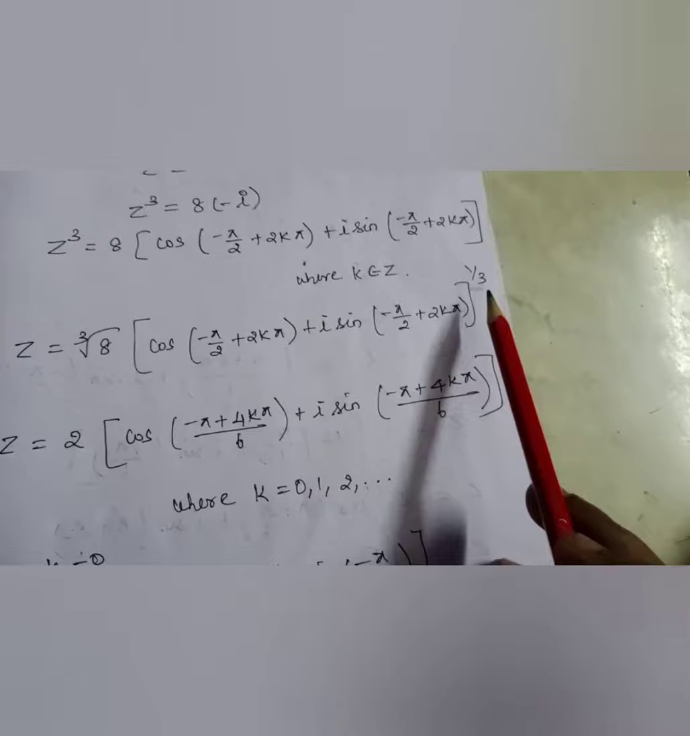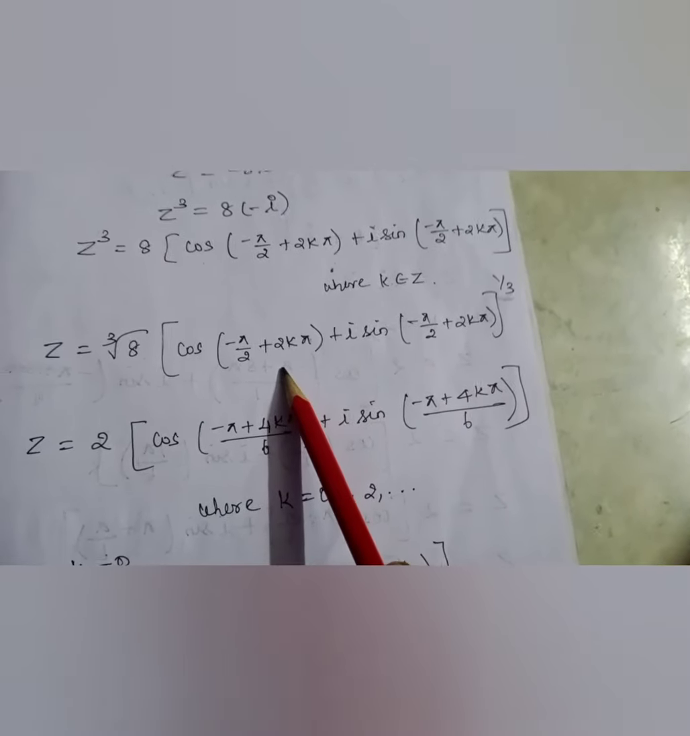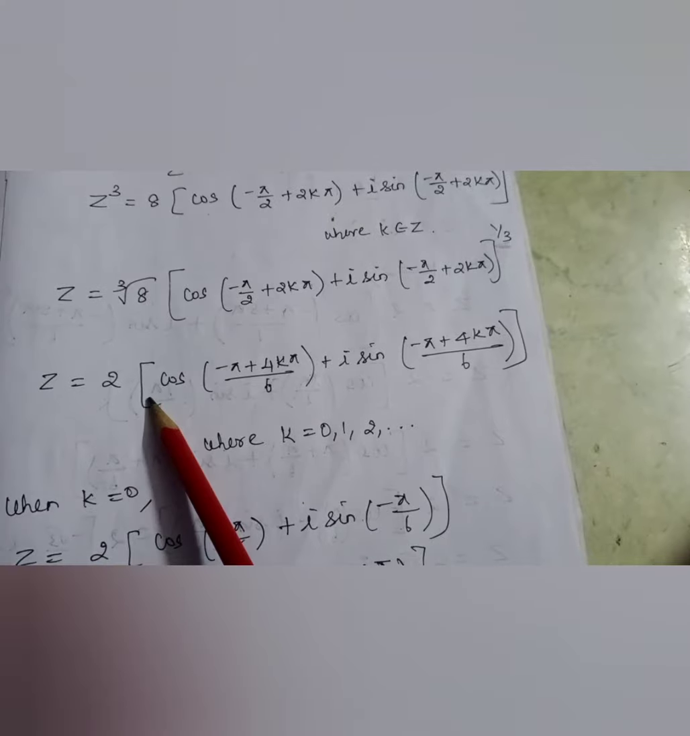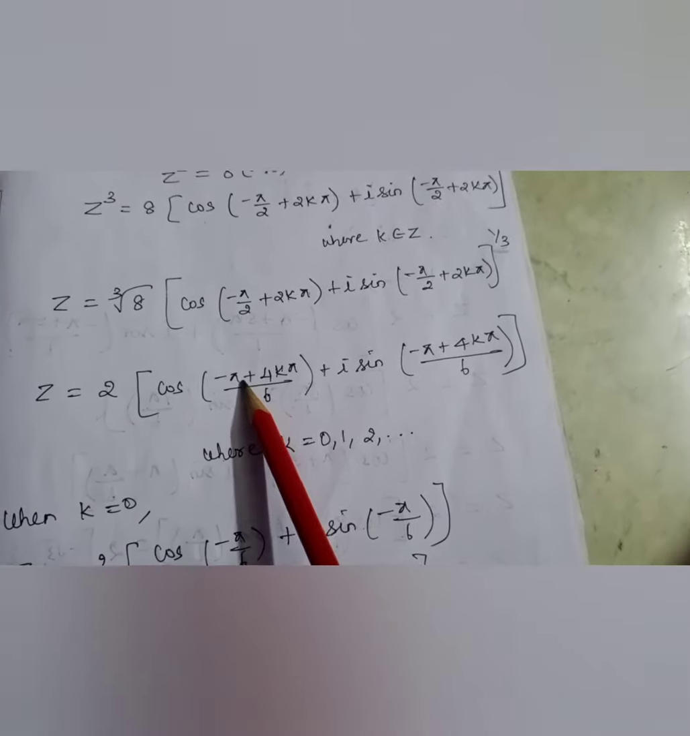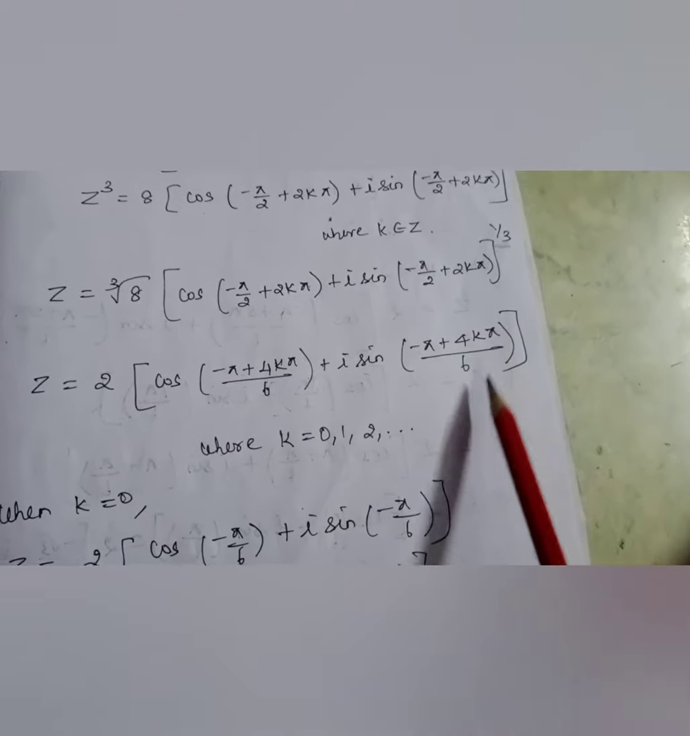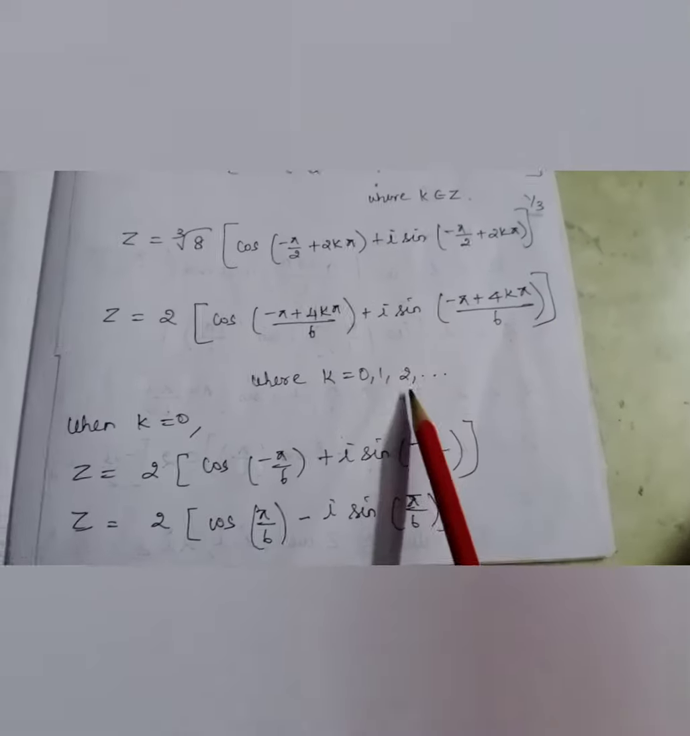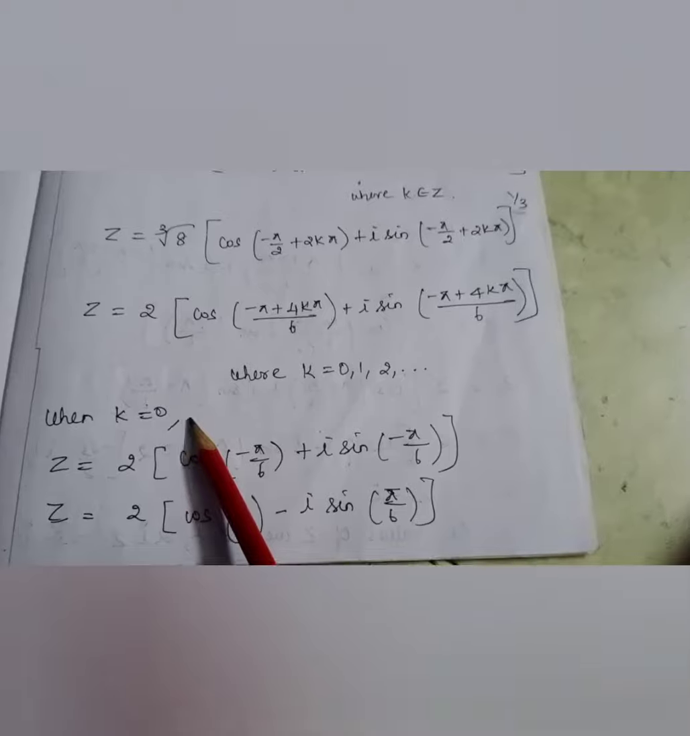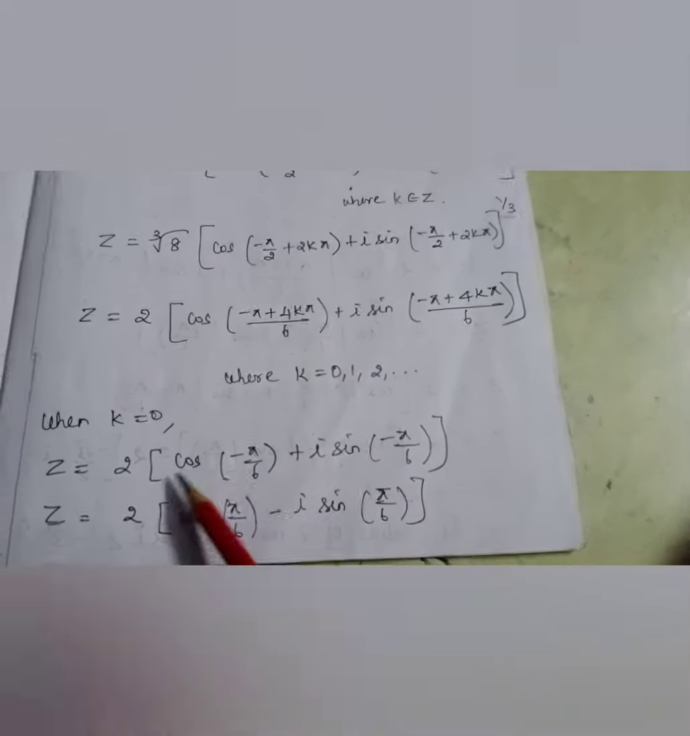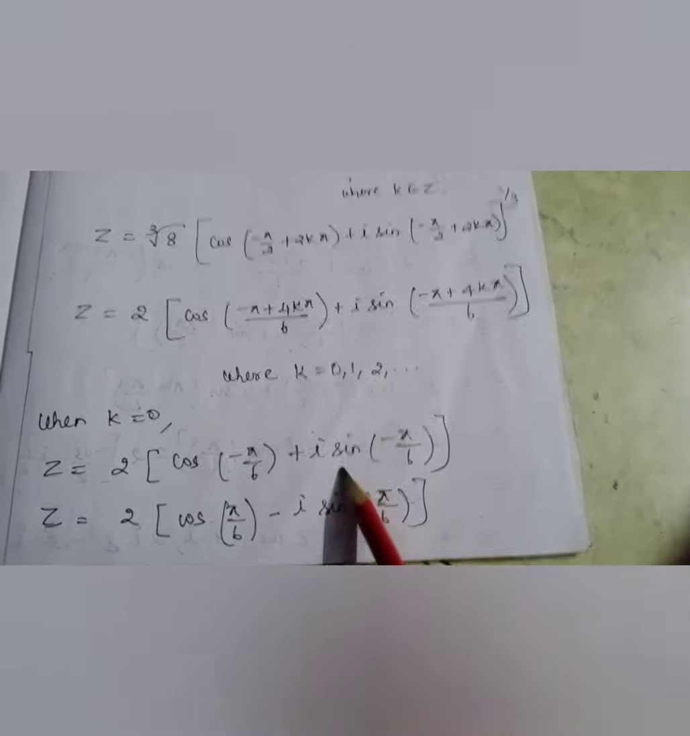4k pi, and if I am going to bring this 1 by 3 to the argument, 3 into 2 becomes 6. So we are getting the expression z is equal to 2 into cos of (minus pi plus 4k pi) by 6 plus i sin of (minus pi plus 4k pi) by 6. Okay, now k takes the value 0, 1, 2. Now first I will substitute k to be 0. When I am substituting k as 0, this becomes 2 into cos of minus pi by 6 plus i sin of minus pi by 6.